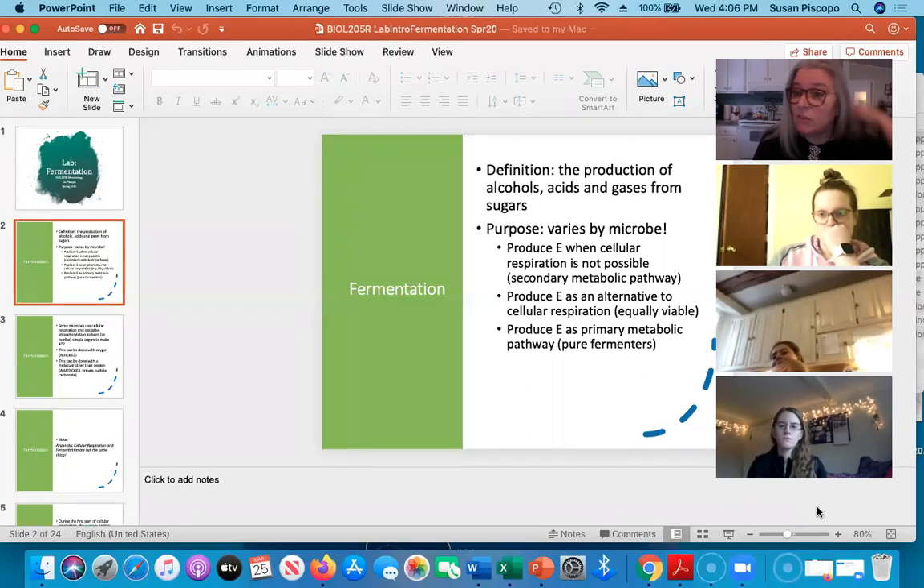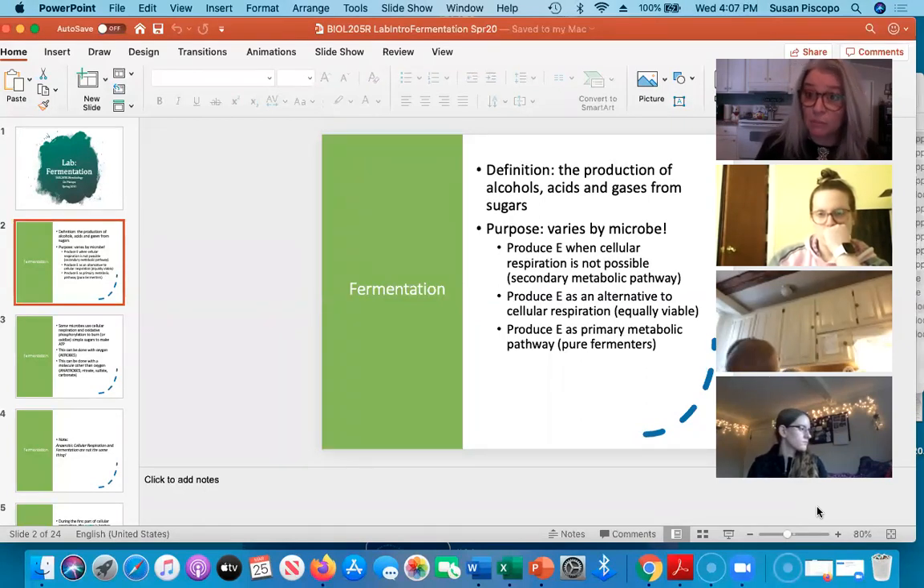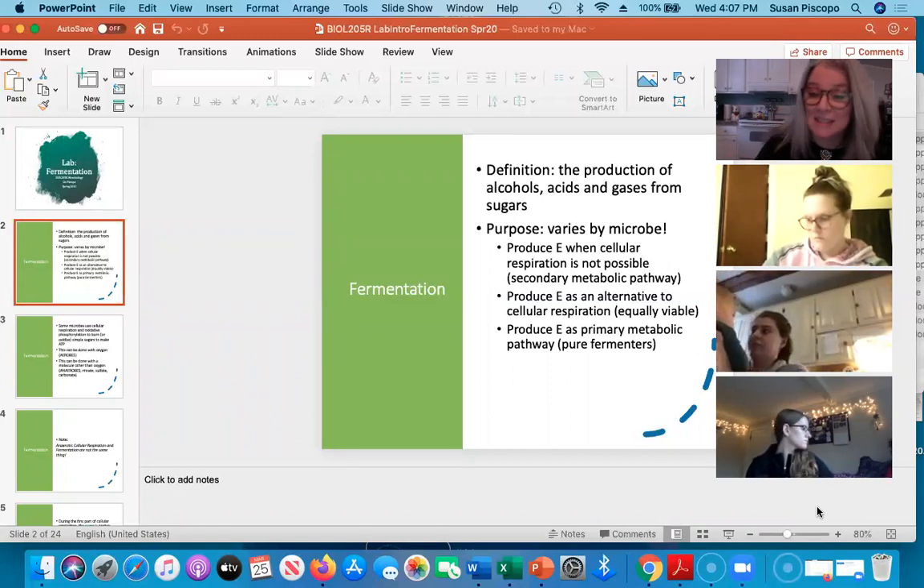So we haven't talked about respiration in detail yet, but at the end of this long series of reactions called cellular respiration, there has to be a molecule there to accept all of the electrons that have been released from glucose or some other sugar. And for aerobic organisms, that's just oxygen.